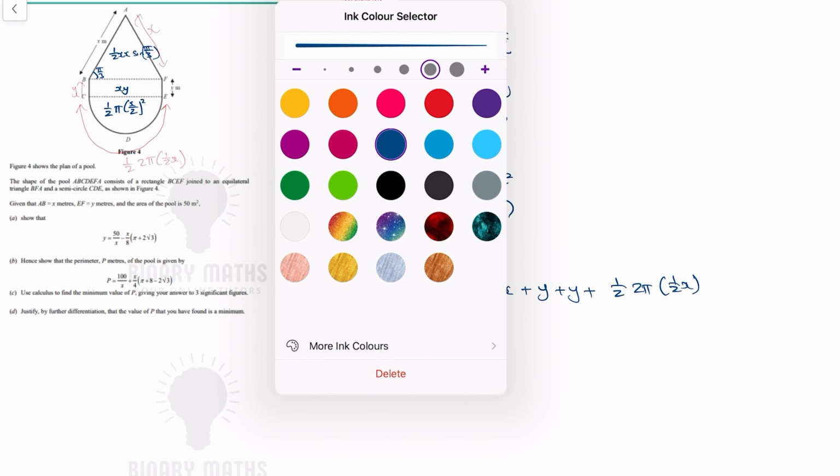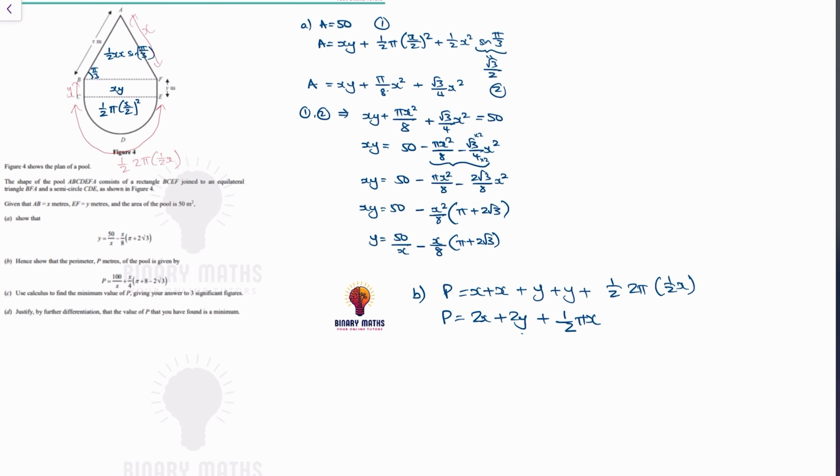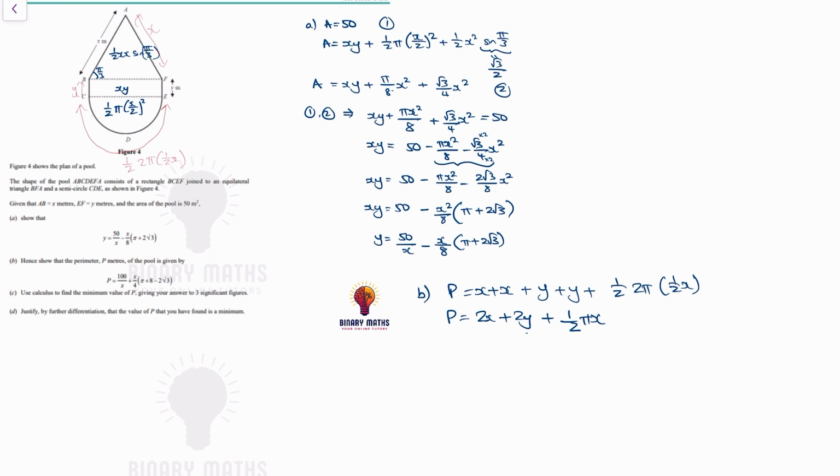which simplifies to 2x plus 2y plus, you get half times half, which is a quarter, 2 over 4 is a half, pi x. So if I want to get rid of the y, because obviously this does not have y, that means P is equal to 2x plus 2 lots of 50 over x minus x over 8 times (pi plus 2 root 3) plus half pi x.